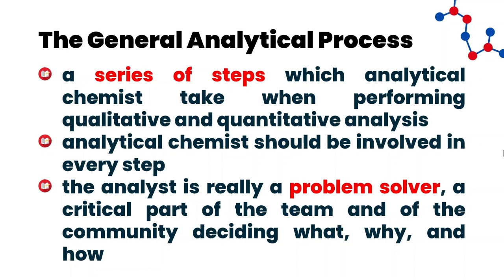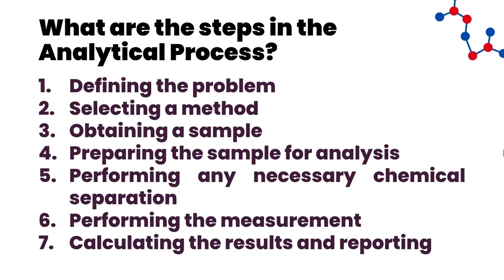So what are the steps of the analytical process? The first one is defining the problem. In defining the problem, we state clearly what needs to be determined. For example, the amount of chloride in water. Let's say we want to measure that. The next one is selecting a method. You have to choose the most suitable analytical technique. For example, if it requires measuring the mass, then that's gravimetric. If it requires measuring the volume, then that's volumetric. Or maybe through the use of other methods, for example, instrumental and many other methods.